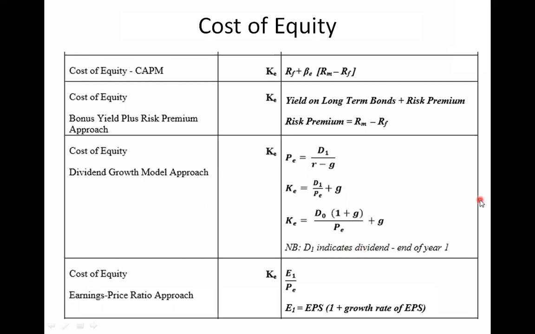And then we have one more model, that is called the earnings price ratio approach. That is E1 divided by PE. What is E1? That is earnings per share into 1 plus the growth rate of EPS. What is EPS? Earnings per share. Anyway, we will do problems on all of this, one by one, don't worry, and then you'll understand all the approaches. So there are many approaches to calculate the cost of equity. Clear? So shall we go to the problems?